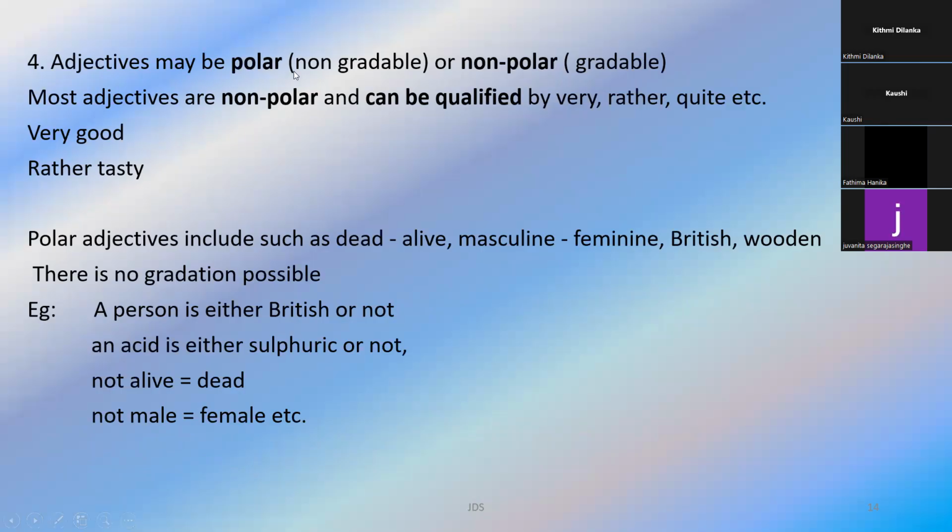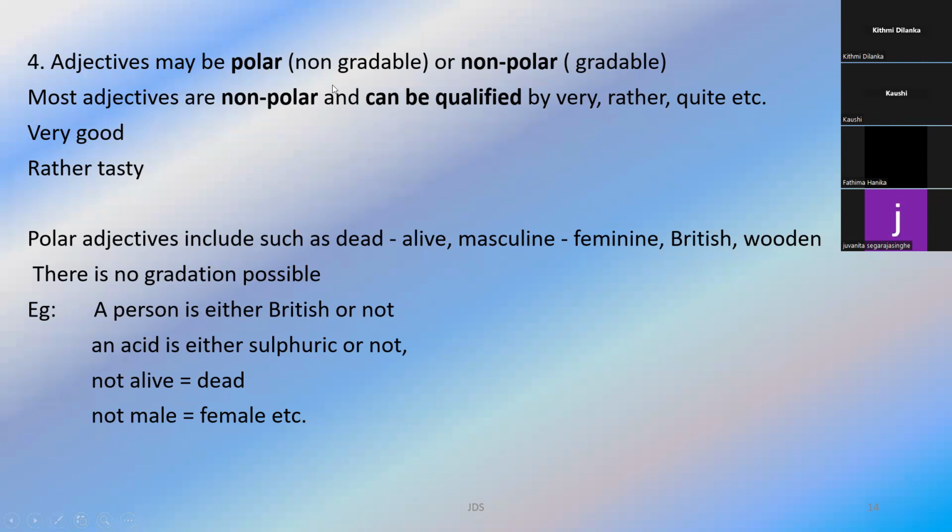Adjectives may be polar or non-polar adjectives, right? Non-polar means that can be graded. Polar adjectives means you can't grade, right? Now, when it comes to dead, dead is a non-gradable, it's a polar adjective, right? So you can't say half dead, quarter dead, like that. So the adjectives can get classified as polar and non-polar adjectives. And you are given some examples.